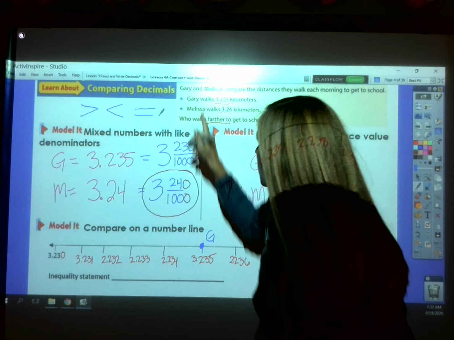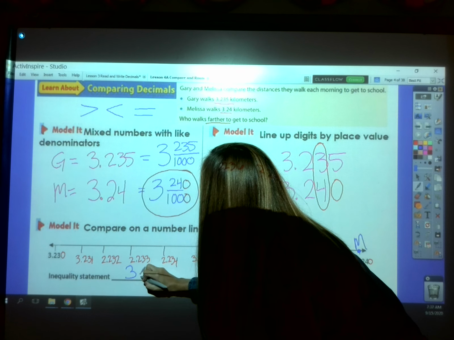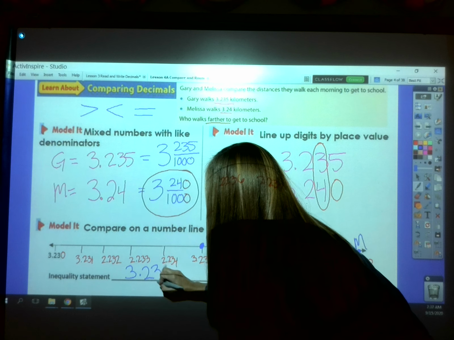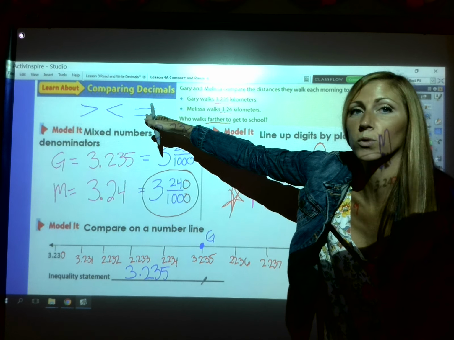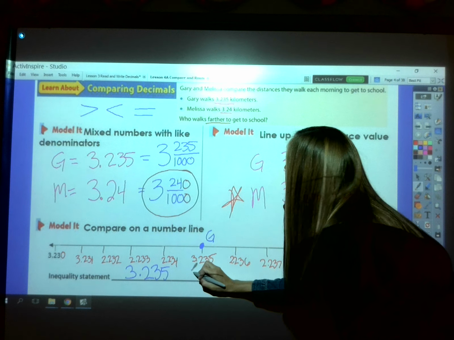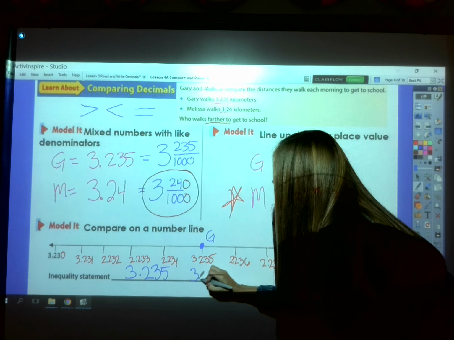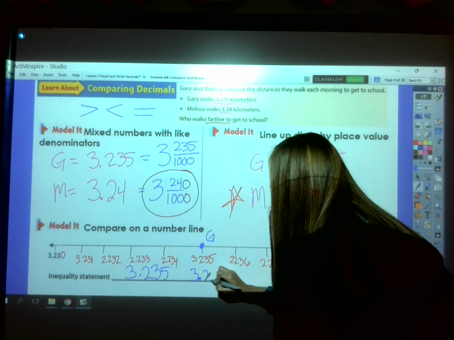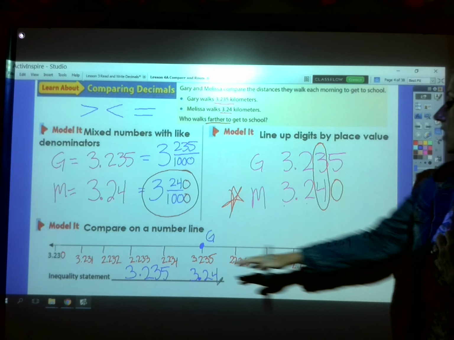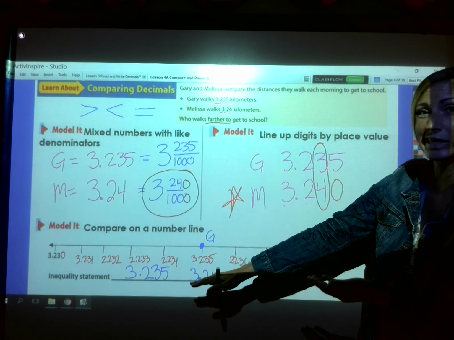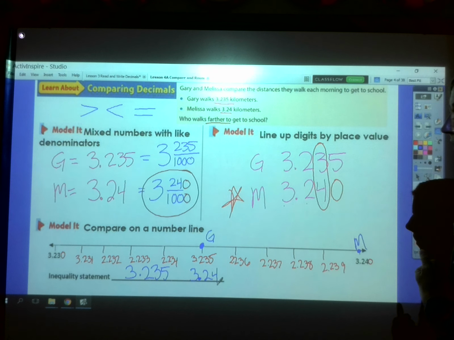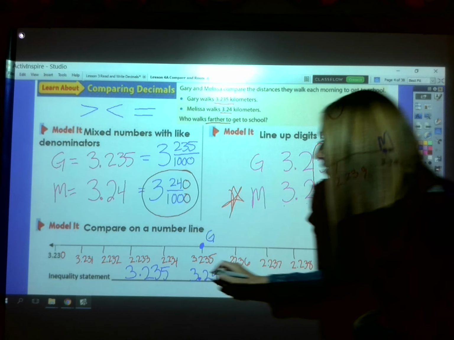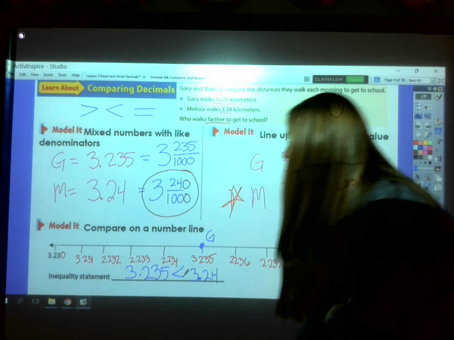An inequality statement is always going to start with a number. And so I'm going to go with what we started with. We had Gary here, 3 and 235 thousandths. And we leave a space for one of our inequality signs. I'm going to leave some space just so we can talk about this. We said Gary's is greater than, less than, or equal to Melissa's. So Gary's is actually less than, we found. So I'm going to use my less than sign.